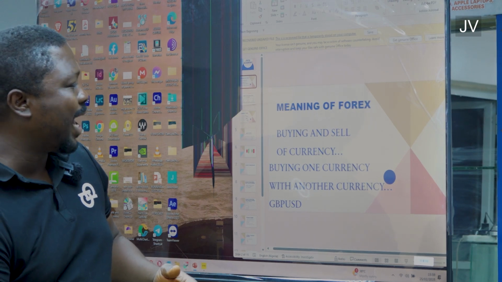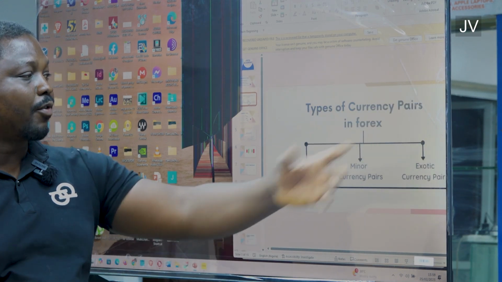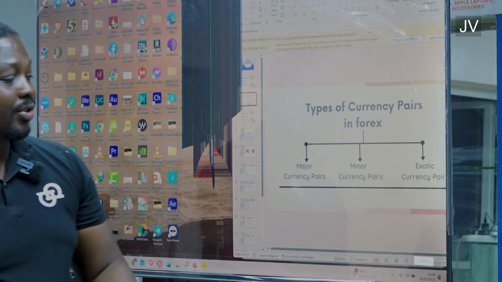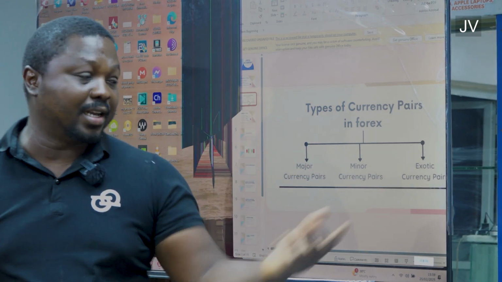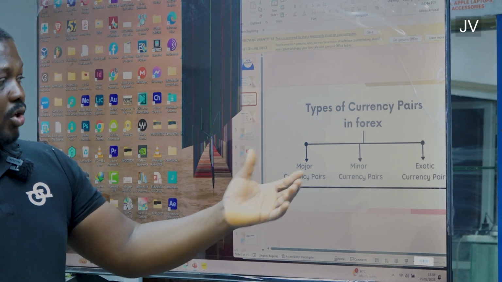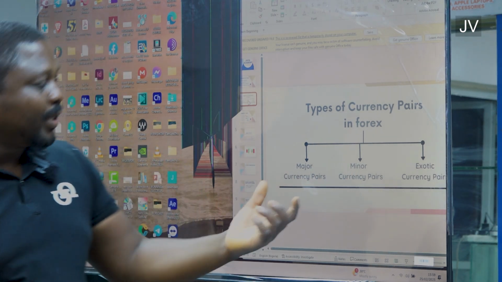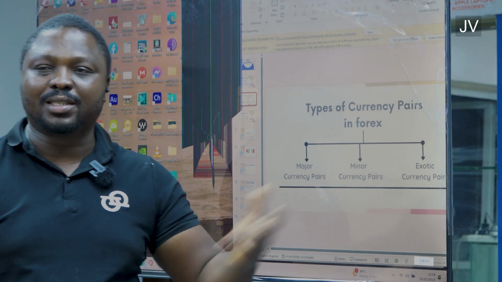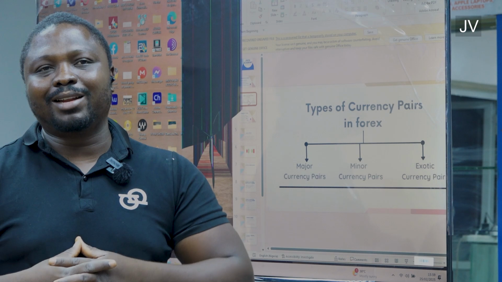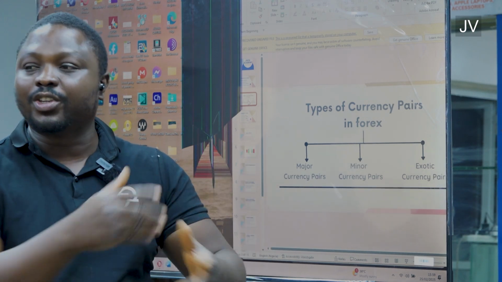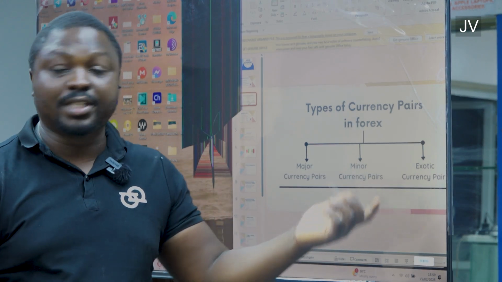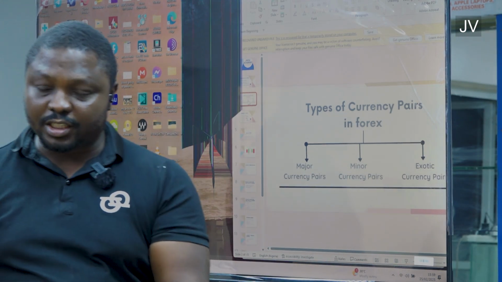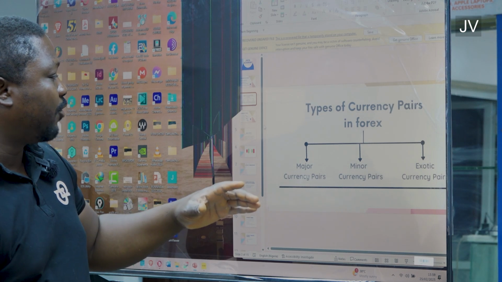Now in Forex, we have many different types of currency pairs: major currency pairs, minor currency pairs, and exotic currency pairs. If you want to trade minor currency pairs, they tend to have a wider spread because they are not major. They are like the Asian pairs; for example, ZJPY is not major, it's a minor currency pair. Euro USD is a major pair. I think I have another slide for that.